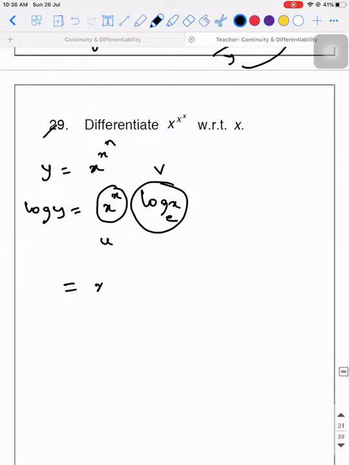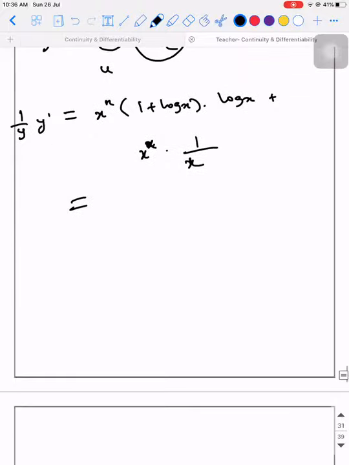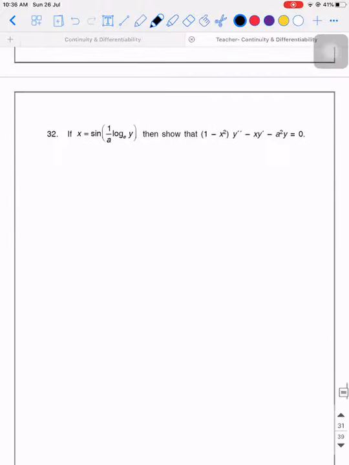So what will be the answer? x power x into 1 plus log x into the log x already there, plus x power x, leave it as it is, into the derivative of log x, which is 1 by x. So this side it will be 1 by y into y dash. I hope beyond this you can solve. Shruti, I hope you can solve. Shruti and Sneha. Okay. So I'm going to the next one.